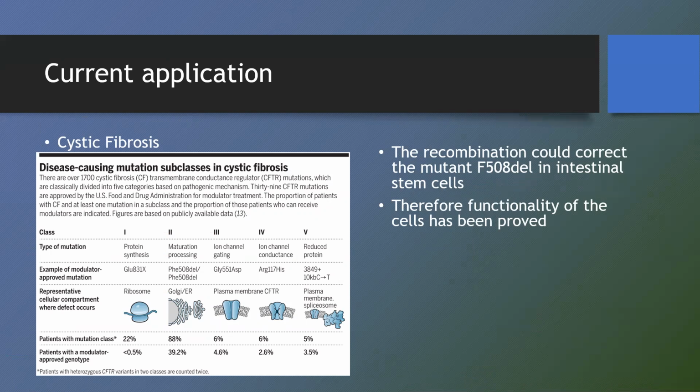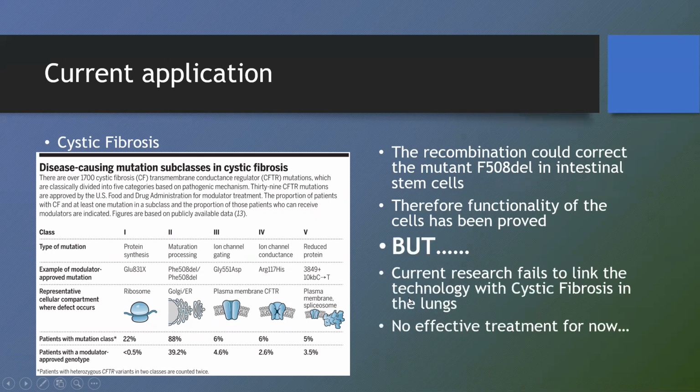For a specific type of this illness, class 2 to be more precise, CRISPR could recombine and correct the mutant F508del in intestinal stem cells, thereby eliminating the problem. It sounds promising, but current research fails to study the pathophysiology of cystic fibrosis in the lung, which explains why there isn't any effective treatment for now.